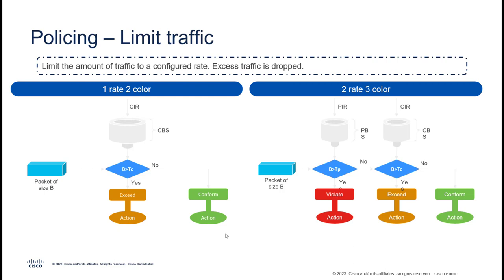So if traffic exceeds the lower rate but is less than the higher rate, then we're still going to continue processing the packets, but we're going to take some form of corrective action. But once traffic exceeds even the second rate, then we're going to start dropping all of the packets.